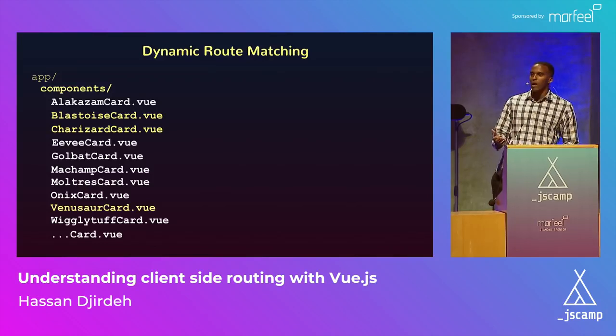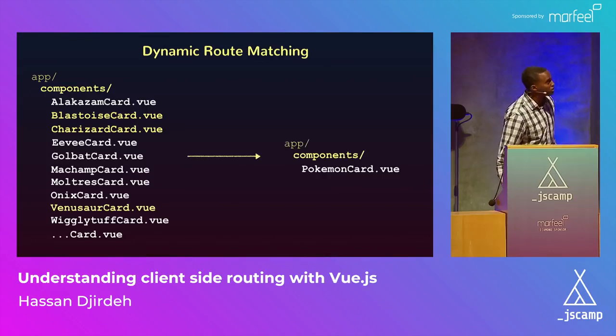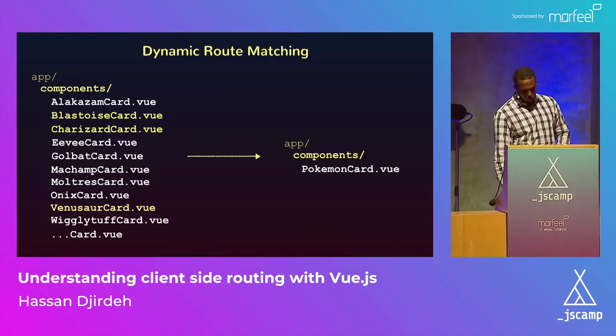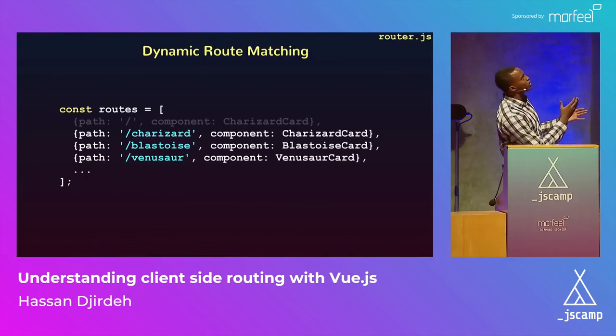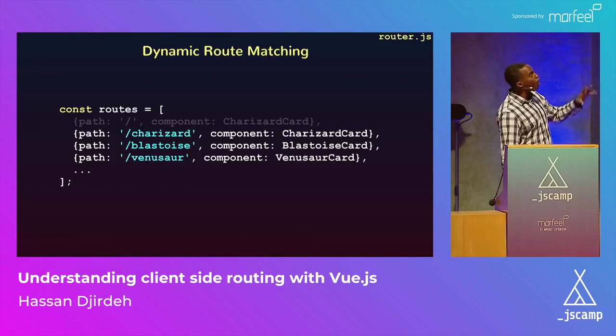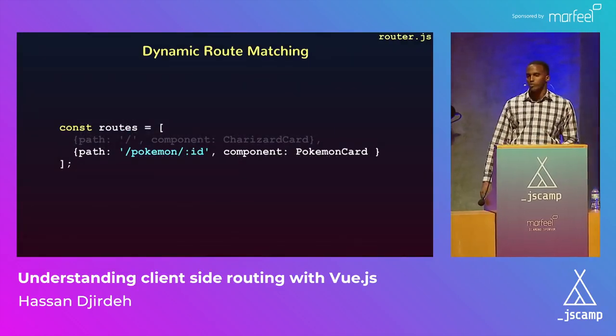So with dynamic route matching in Vue, we can use dynamic routes to map routes of the same pattern to a single component. And we can call this component something along the lines of Pokemon card. So how would we actually go about doing this? The index route was unique, but every other route we defined followed a particular pattern. The path was a /Pokemon ID, and the component was a particular Pokemon card. So we can group all those similar paths and similar route objects into a single route object.